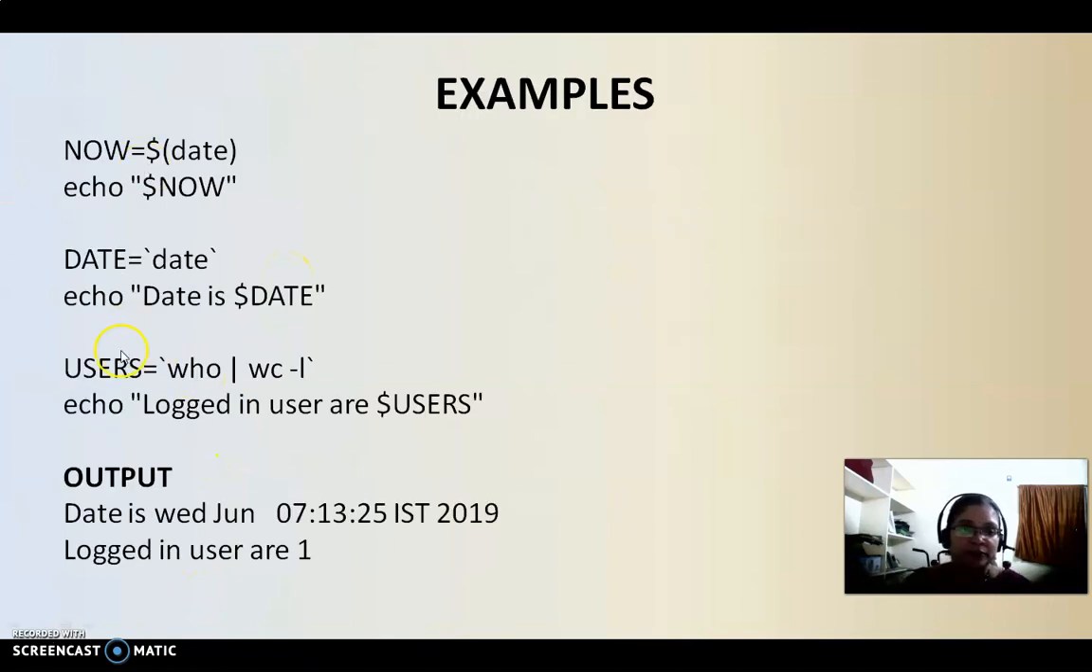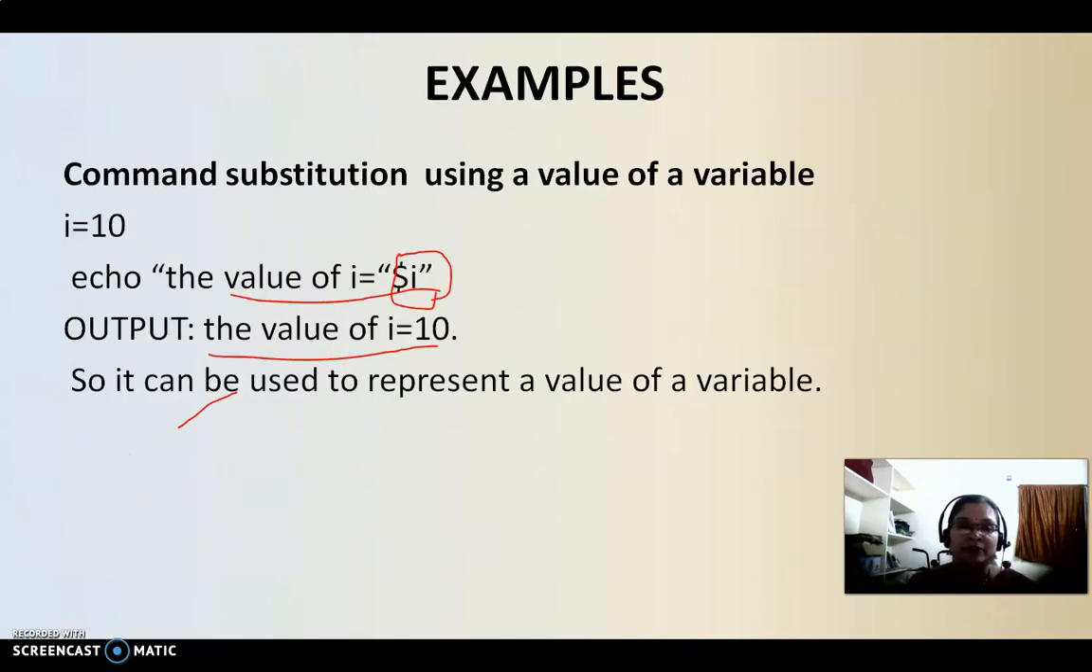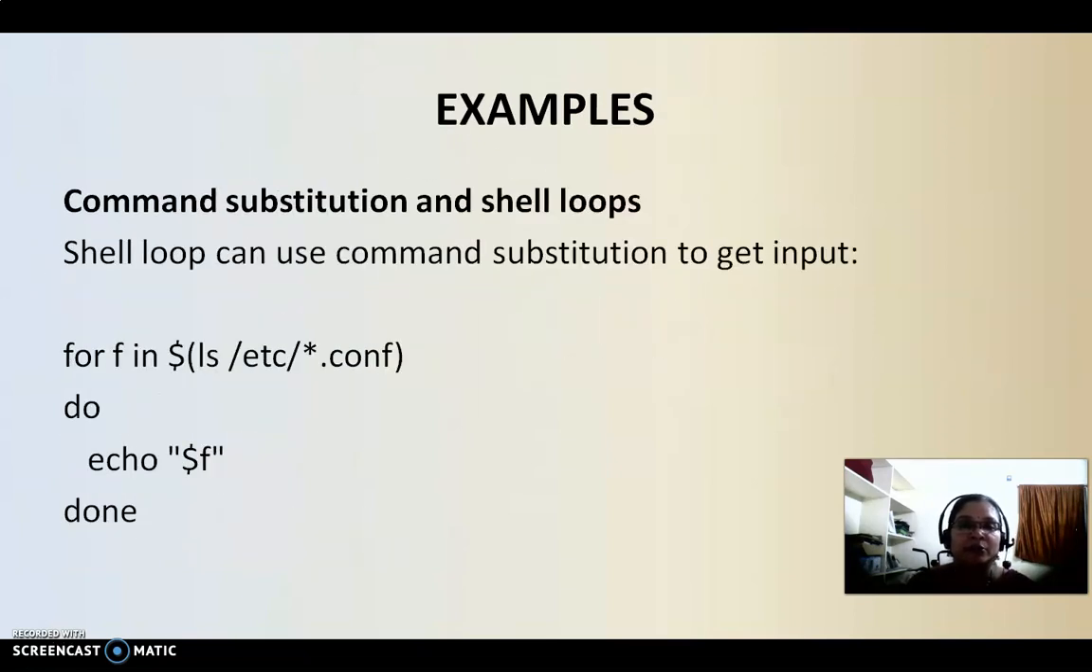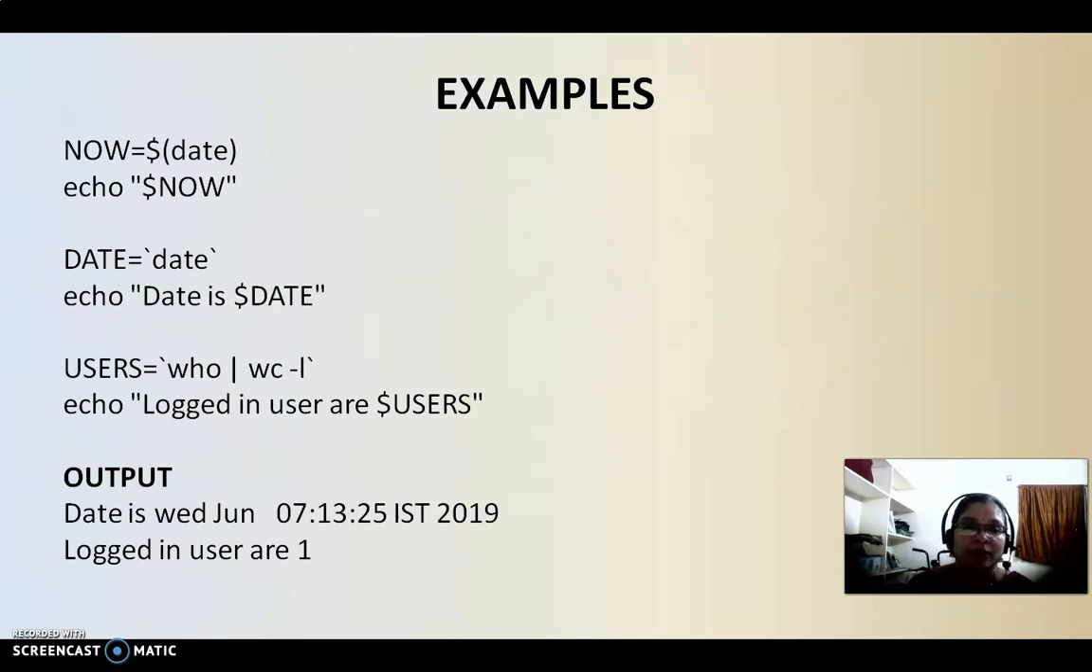Okay, so this is the users. who | wc -l gives how many users are currently logged in. The output of who will go to the input of the wc -l command in users. So directly you can use $users without using the whole command. Okay, so this is the purpose of the substitution. You can substitute the variables like this, you can substitute the commands like this, and you can substitute in the loops also.